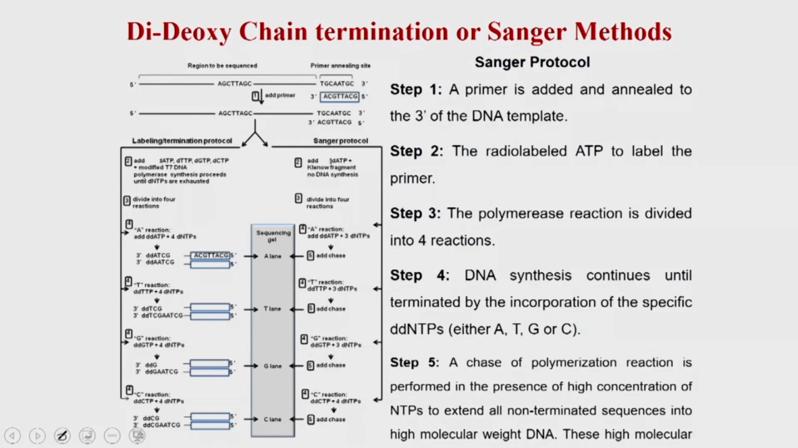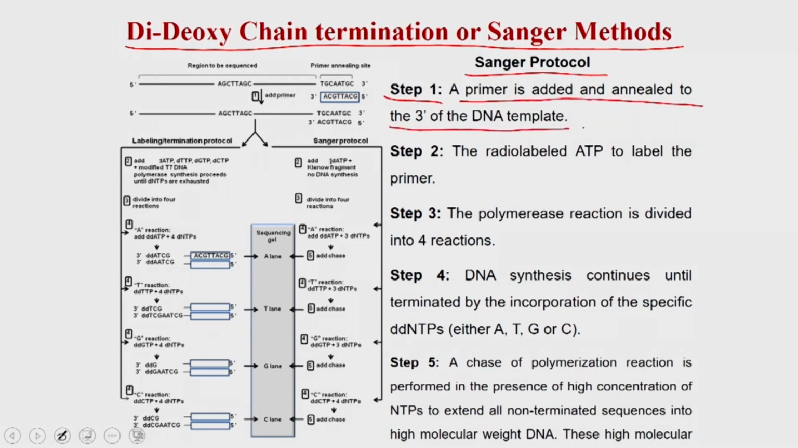So, in a typical dideoxy chain termination method, you can actually do this method utilizing 2 different protocols. One is called Sanger's original protocol, which Sanger developed. In step 1, you add a primer and let it anneal to the 3 prime end of the DNA template, which means, suppose this is the region which you have to sequence. In Sanger's method, first you add the primer, which is going to anneal onto the 3 prime end of the DNA template.